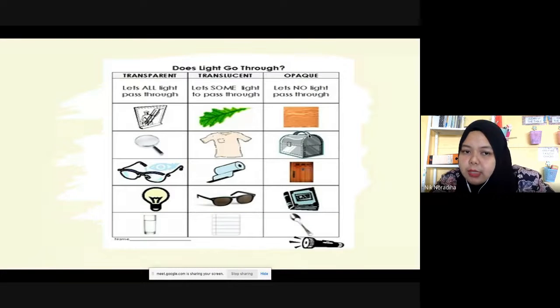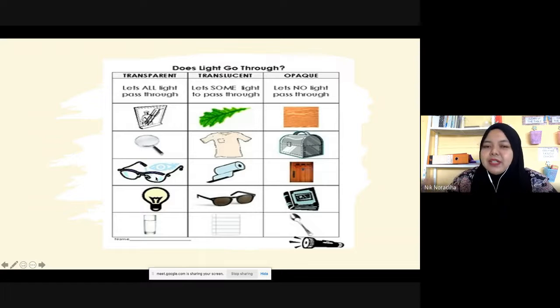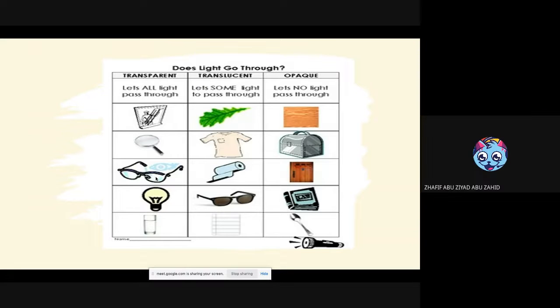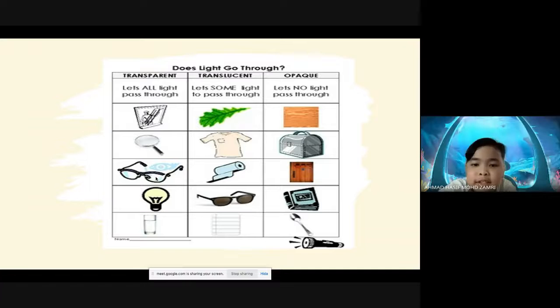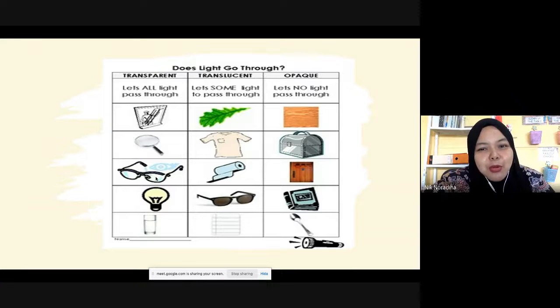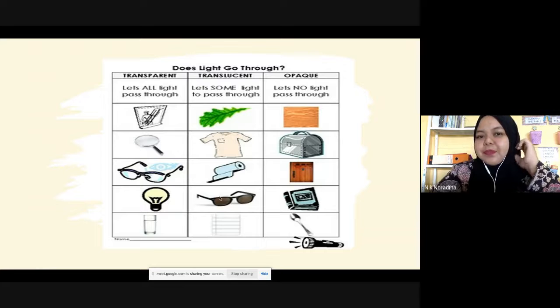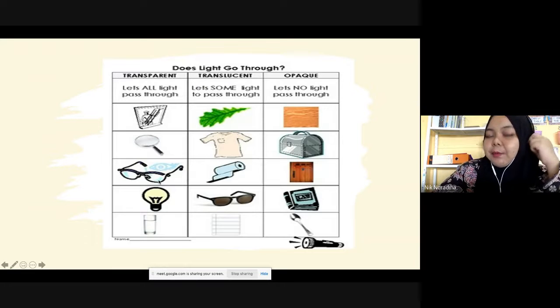Okay, so these are the other examples that allow all the light to pass through. Your friend mentioned glass just now and also glasses, all right. What happens if teacher has glasses that are made up from an opaque object? What will happen? You can't see. Yes, I cannot see. Why? Because the light cannot pass through. How can teacher see? So glasses is an example of transparent.